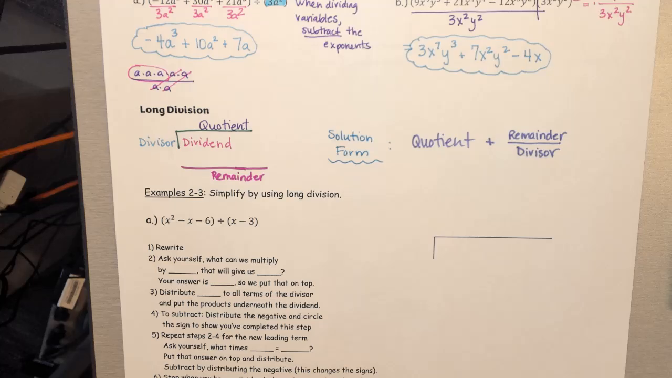It's just now your divisor isn't going to be a number, it's going to be an expression. Okay, so when you are ready, you can look at part A, and I just want you to put the divisor and the dividend in the correct places to start. Okay, so for part A, you can go ahead and put those in the correct places, and then I'm going to help you start it.